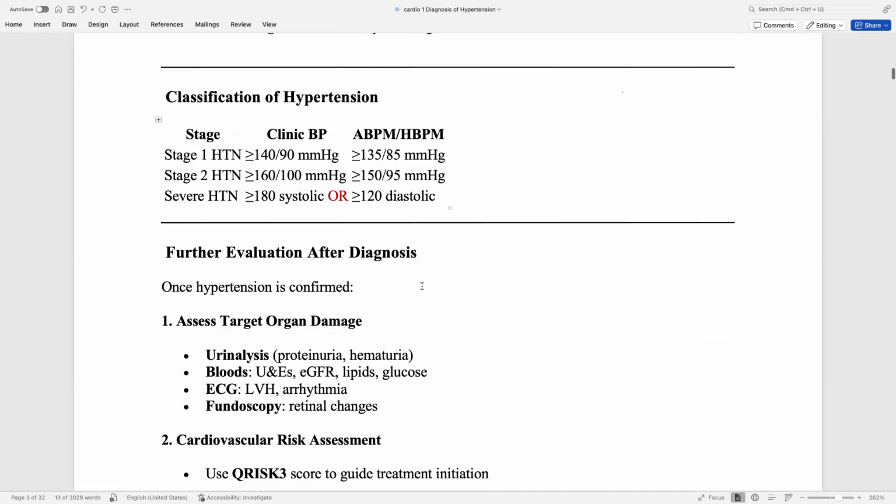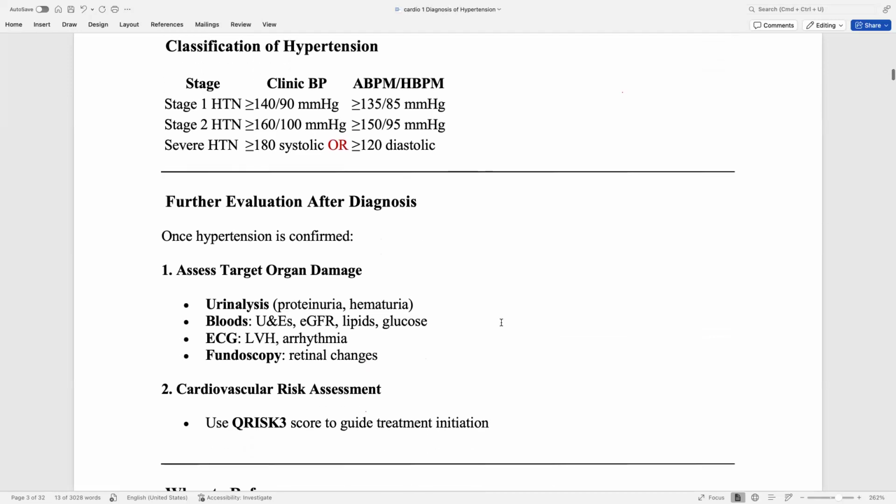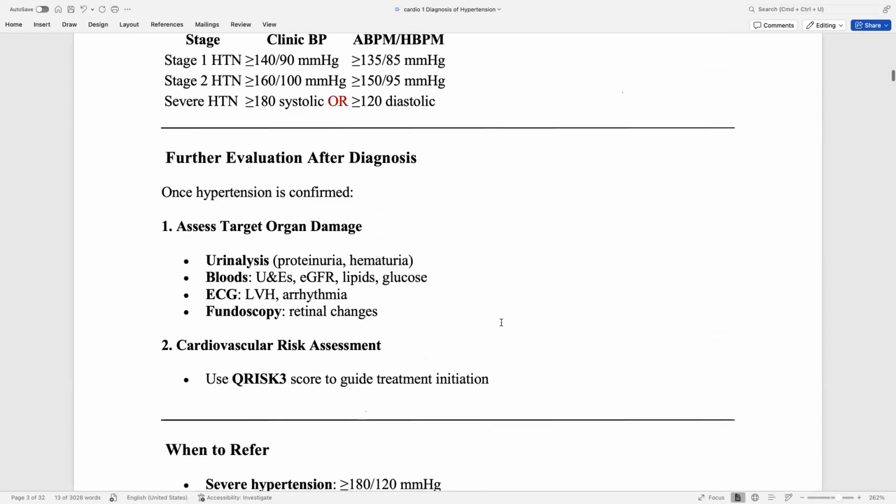After classification, what is the next step? For every diagnosis, we need a full assessment before rushing to give the patient medication. To assess target organ damage. What do we mean by target organ damage?